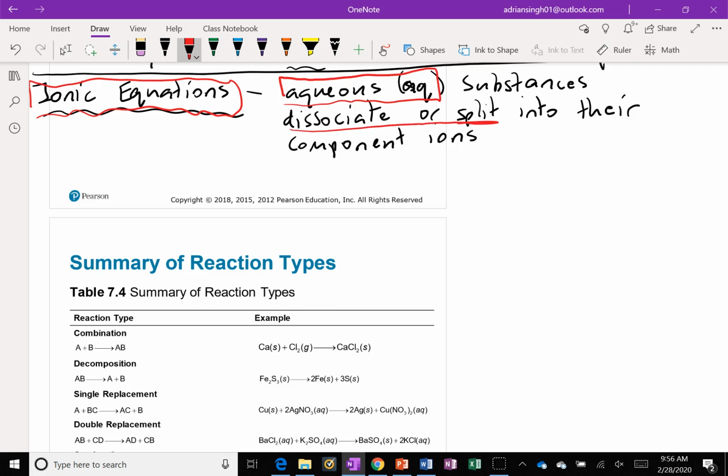So for instance, if you have something like sodium sulfate, Na2SO4, and that's aqueous, all we're going to be doing here is just taking that and breaking it down into its component ions, which is just the opposite of putting ions together to make your ionic compounds. So the way that this works is the subscript here on the sodium actually becomes the coefficient in front of it when it breaks down.